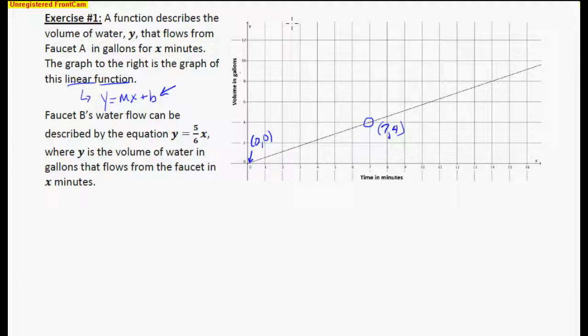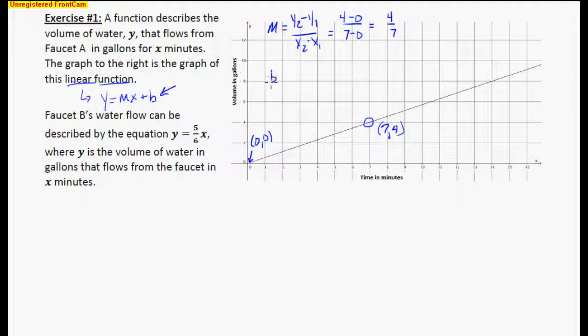Whenever my function goes through (0, 0), I like to use that one because those are real easy numbers to work with. My slope equation is the change in y over the change in x, so I'm going to subtract the y's over the x's. What would I have here? I'd have 4 minus 0 over 7 minus 0. So that means my slope is 4/7. There's my m.